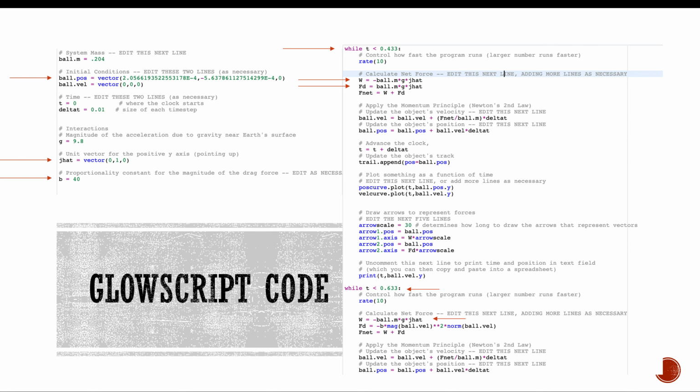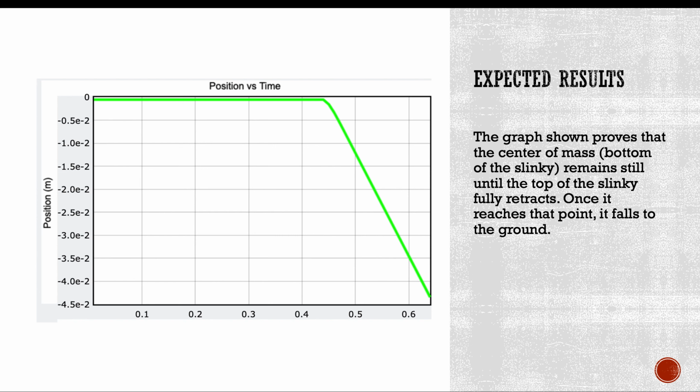So we found the gravitational force, and we found the drag force. We used the formula from 2 slides before, and then added them together to get the net force.